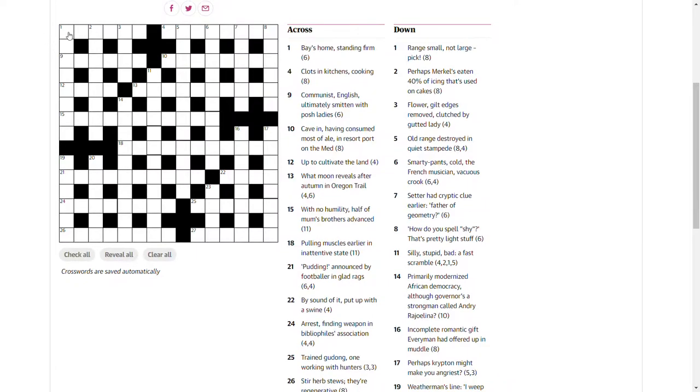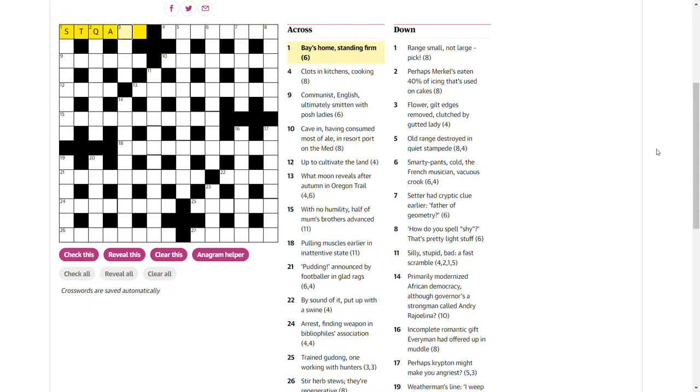Right, Bay's home, standing firm. Well, a bay is a type of horse. In? Home is in? I think a horse lives in a stable. Oh, stable. Which is also standing firm. Very good. Good start.